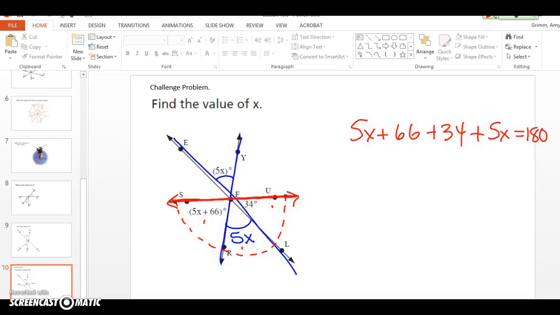What do we do first? We're good at this. Combine like terms. So we have a 5x and a 5x, which makes a 10x. And then we need to combine our numbers together. So we have a 66 and a 34. So that's going to give me 100. Please say my simple math is right this time.